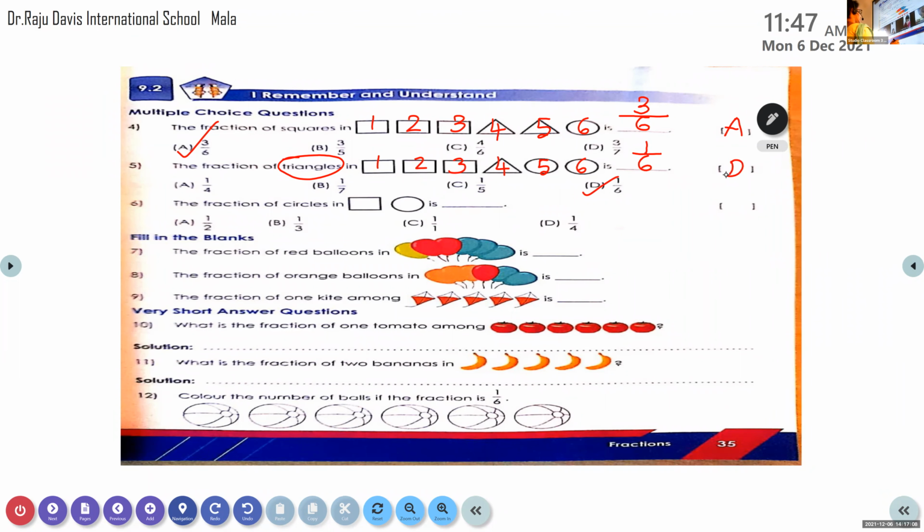Now next one. Aradhya, sixth one. The fraction of circle in the collection is dash. 1 by 2. Good. Only one circle is there, so the numerator will be 1. Total number of figures is 2, so 1 by 2. Put a tick mark on A and write A in the bracket. Good, dear.